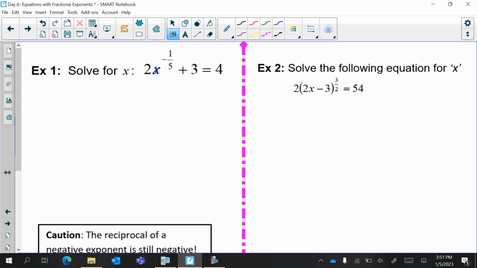And usually it is easiest to add and subtract before multiplying and dividing. Reason is, if you were to divide everything by 2, I have no idea what 3, well, okay, yeah, I do know what 3 divided by 2 is. But my point is that 3 divided by 2 is not a nice number, so don't start with division. Instead, we are going to start with subtraction because we're getting rid of the plus 3.